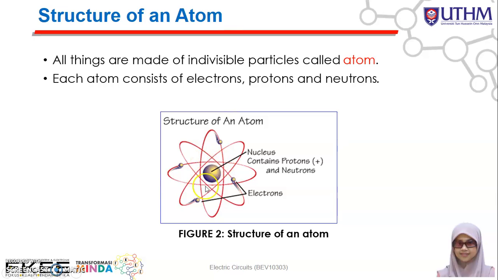You have a nucleus in the middle, and then you have the protons and neutrons as well, and the electrons are the moving part around the axis. The protons carry a positive charge, while the electrons carry a negative charge.